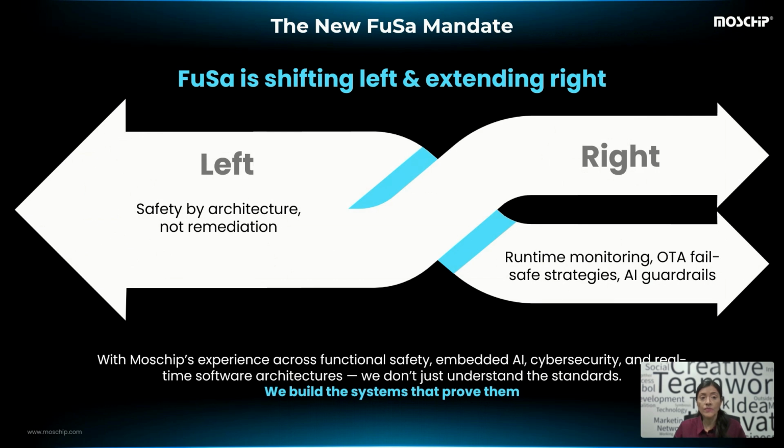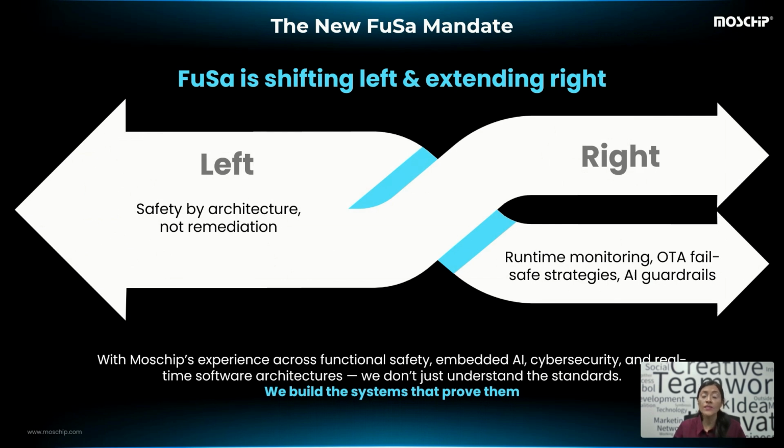At the same time, there are new standards coming, like the ISO 26262 third edition, which is yet to come, SOTIF, UL 4600, and ISO 8800. All these are reshaping how we define and assure safety, especially in the context of AI and autonomy.